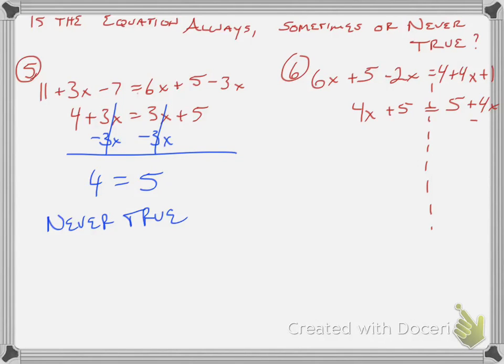When I subtract 4x here and subtract 4x here, again it cancels out on both sides, and I'm left with 5 is equal to 5. Well, in this case, all the x's cancel out, but you're left with a true statement. So the answer here is actually that this equation will always be true.